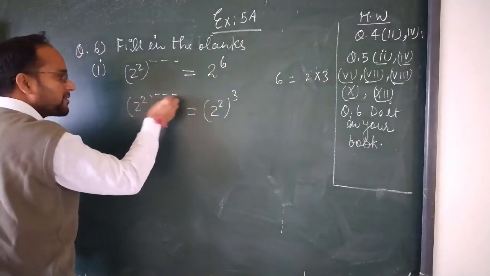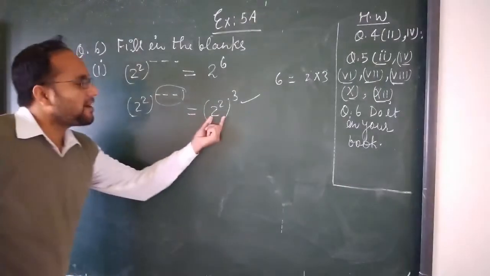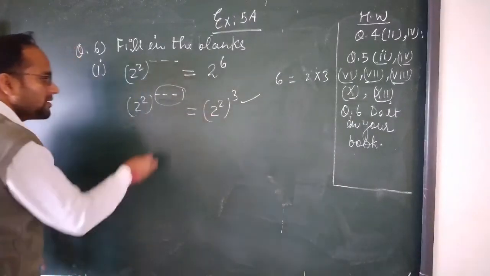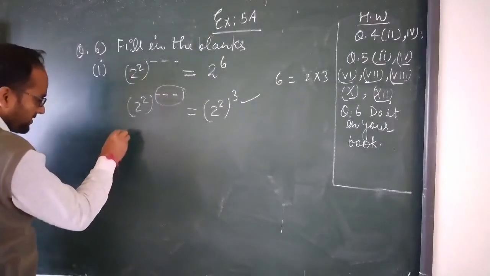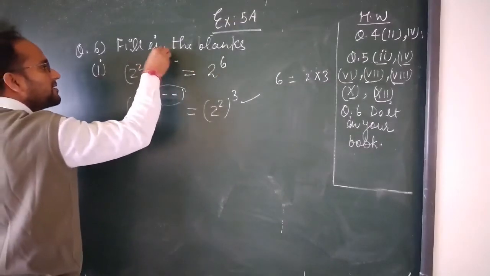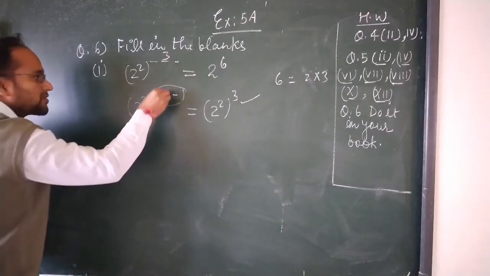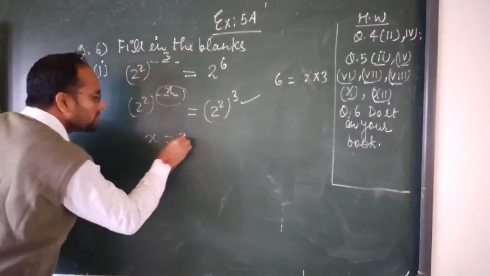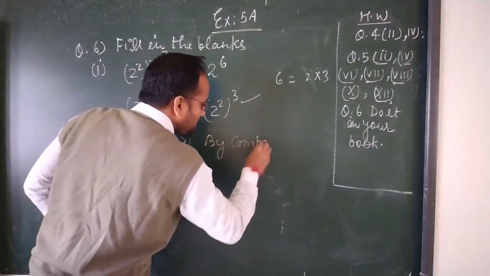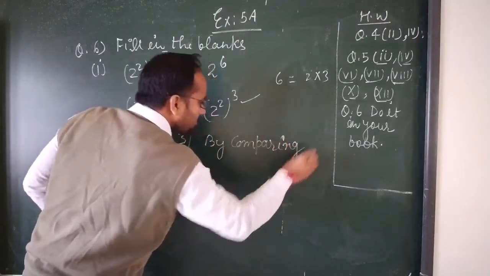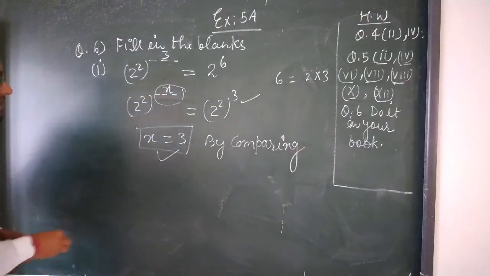If you compare this, then in the blank space you will get 3 because the bases are equal. You see the bases are equal, so it is very easy to compare. In place of this blank you will write 3. It is easy, no? If you suppose this is x, then by comparing, x is equal to 3. You will get x is equal to 3.